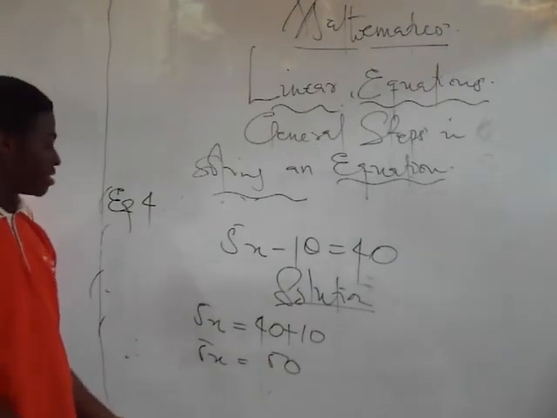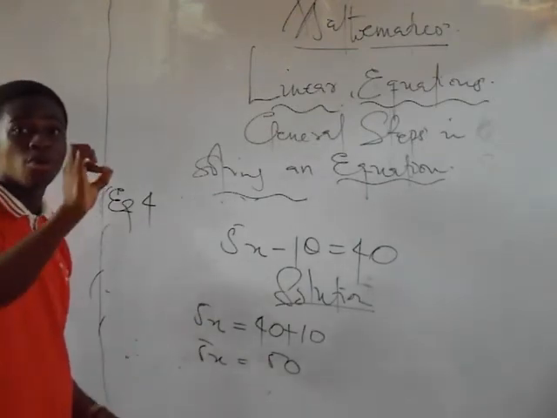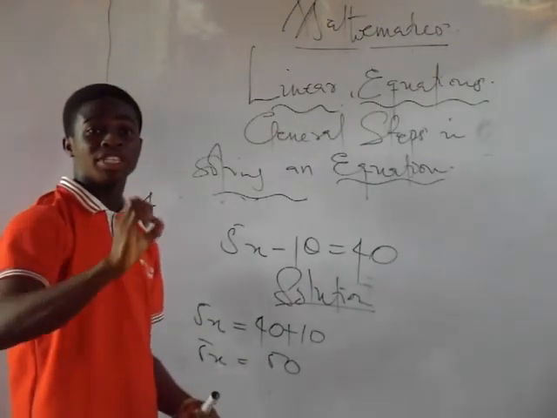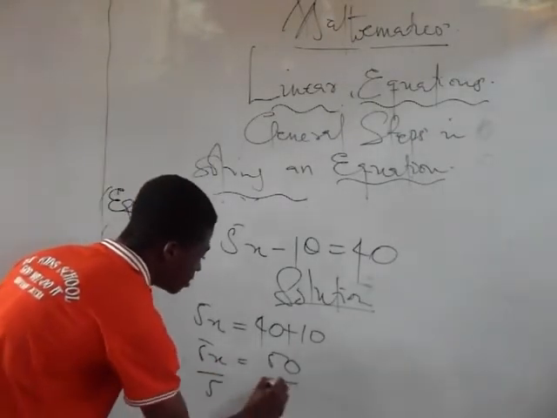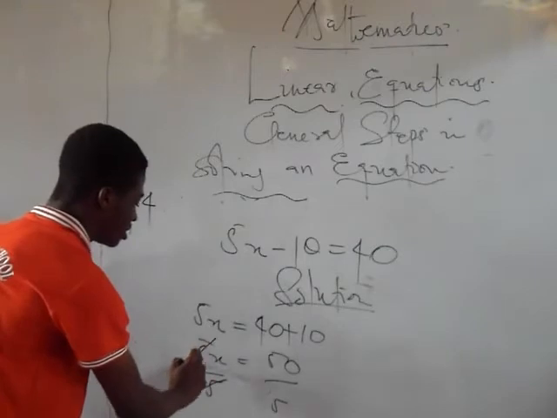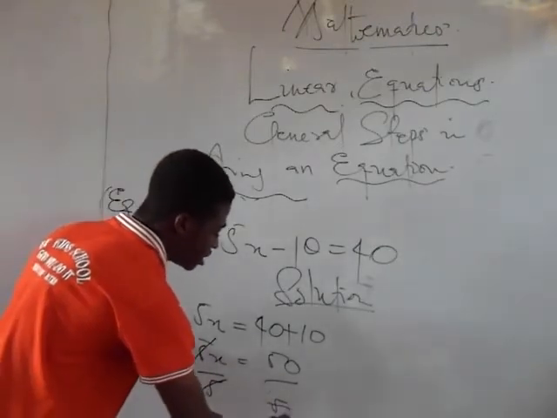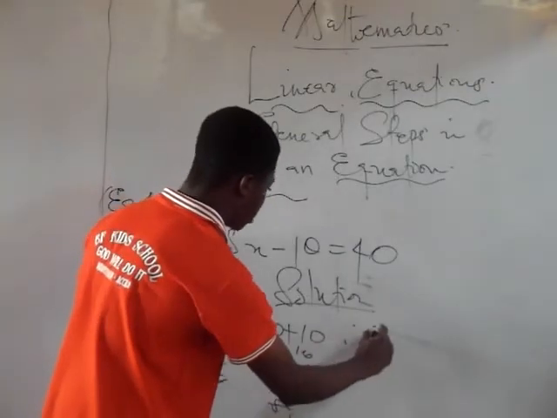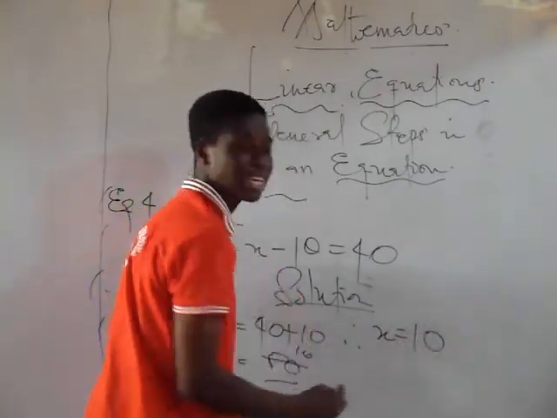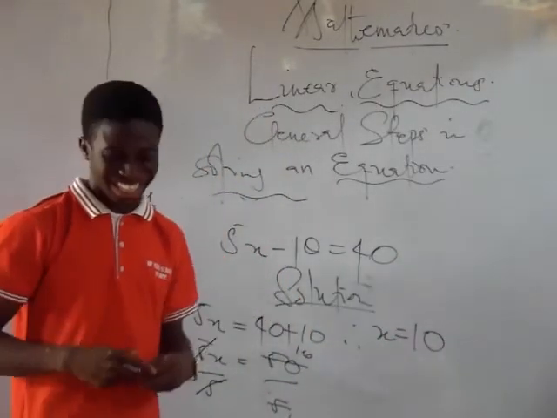After this, what do you do here? Divide both sides by the coefficient of x. And the coefficient of x in this question is what? 5. Let's divide both sides by 5. 5 cancels 5. 5 divides itself 1. And 5 divides 50 10 times. Therefore, x equals 10. Hope you all had the answer.